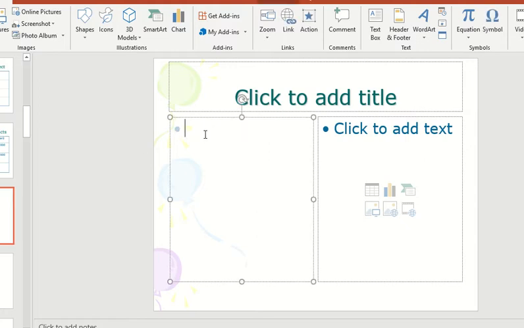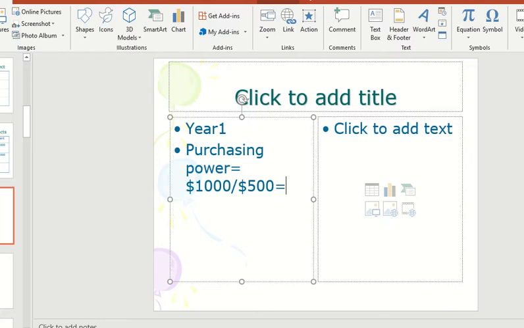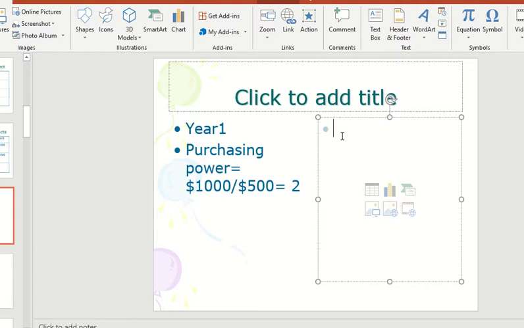Well, basically, we're looking at the purchasing power of this person. So in year one, this person makes $1,000, so has to pay $500 for rent. That means this person gets to rent 2 houses. Okay, so that's the purchasing power.